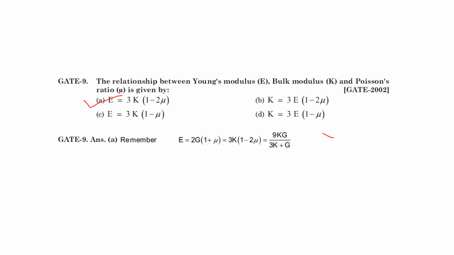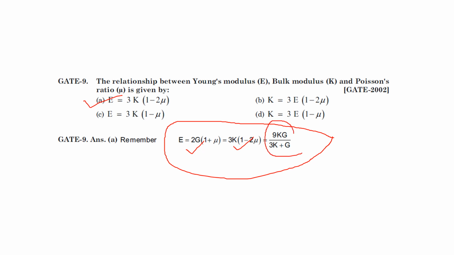See, I was talking about this formula. Please remember this formula: E is equal to 2G(1 + mu), E is equal to 3K(1 - 2mu), and E is equal to 9KG by (3K + G). Okay, so they can ask you from any of the formulas in the exam. So you can see here GATE has asked from here and here. Okay, it may be that a question on this comes in your year. Okay, they may give the values of K and G and ask the value of E in a 1-mark question.